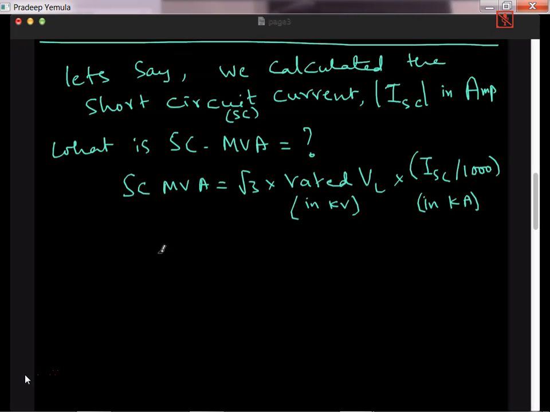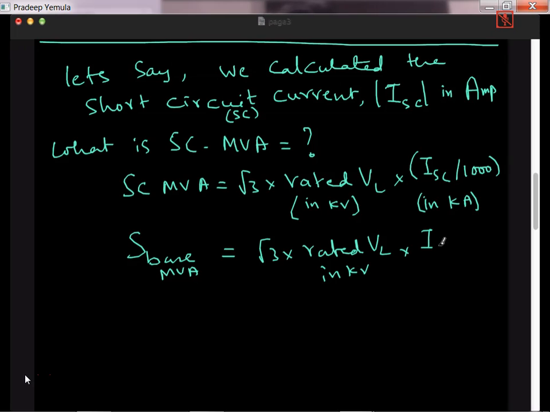So we also know that S base MVA is nothing but root 3 into rated voltage in kilovolts into I rated in kiloamperes. For that also you divide by 1000 because rated current will be in amperes. So if I divide these two, what is the short circuit MVA divided by base MVA? This is nothing but short circuit MVA in per unit.